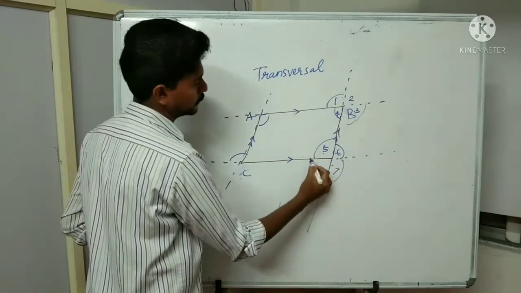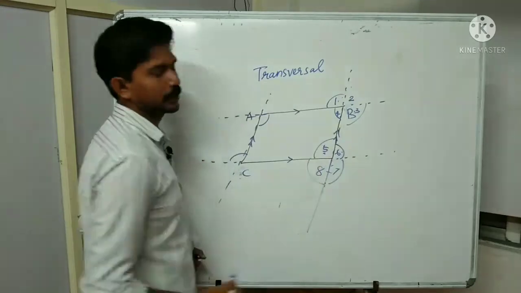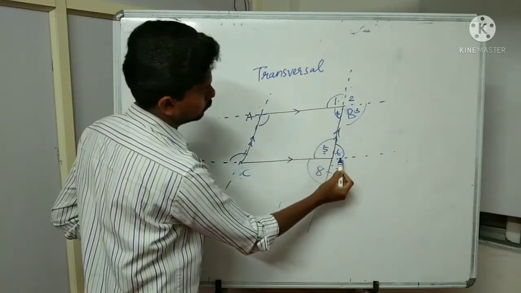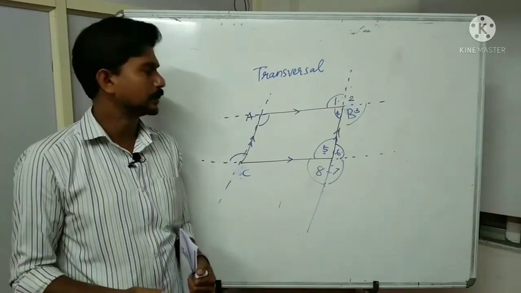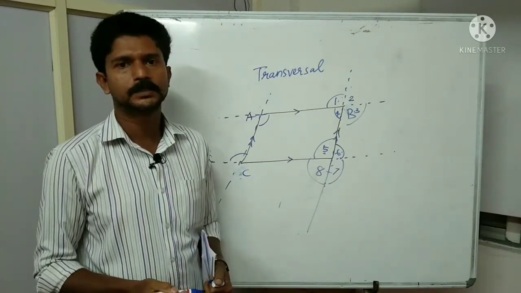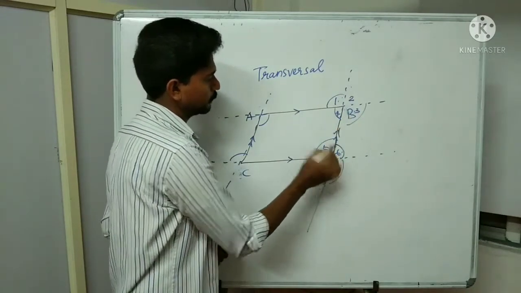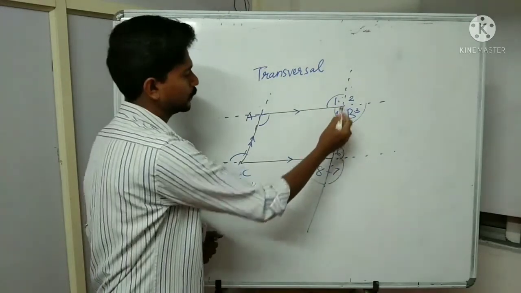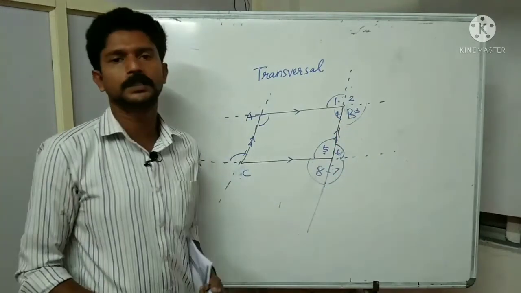See angle 1 and 5, they are corresponding angles. Same way angle 2 and 6 are corresponding angles. The same way, if you see angles 4 and 6, they are alternate interior angles. Alternate interior angles are equal. So 4 and 6 are equal, and 3 and 5 are equal. Corresponding angles are equal. So angles 1 and 5, 2 and 6, 4 and 8, 3 and 7 are equal.